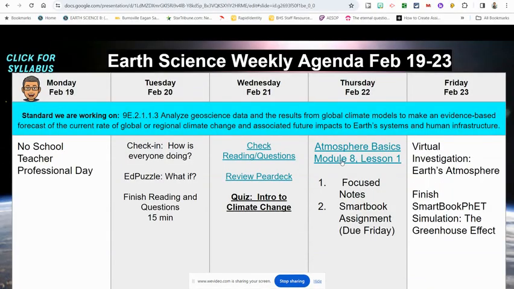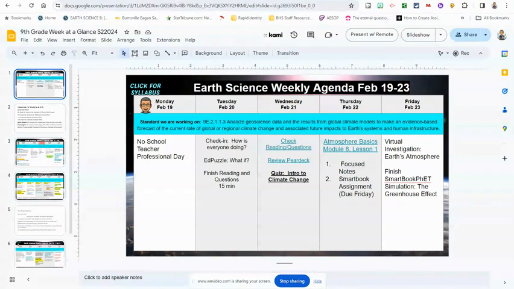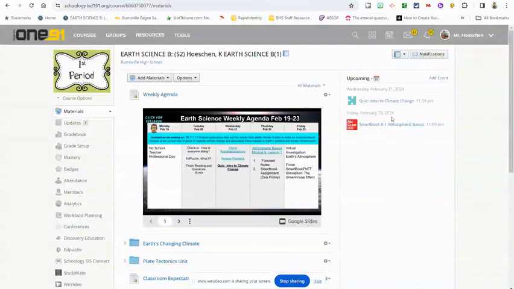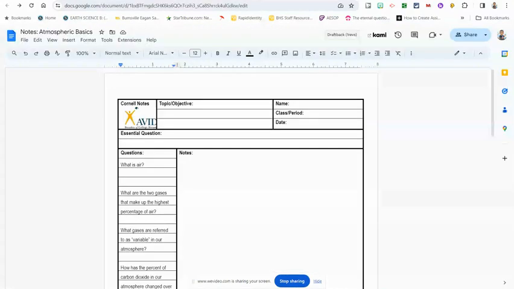So let me go over to Schoology. In Schoology, you have just finished the quiz. You can see the Smart Book assignment here, and I will put this notes assignment in there. These are the focused notes. I will put it in as a Google Doc, and you can just type in.